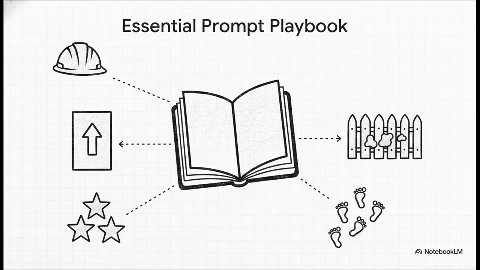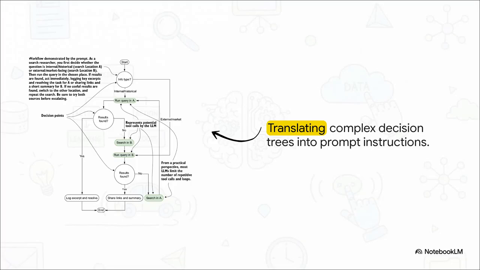Then, provide few-shot examples. Show, don't just tell. Give the agent exact examples of what a successful output looks like. And finally, instruct it to think step by step. This is huge. It forces the model to actually lay out its reasoning process before just jumping straight to a conclusion. And just think about how far you can take those instructions. Imagine a really complex search researcher workflow, complete with decision nodes, loops, conditional logic, the whole shebang.